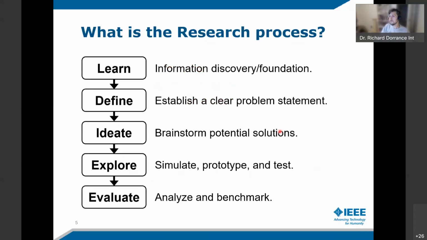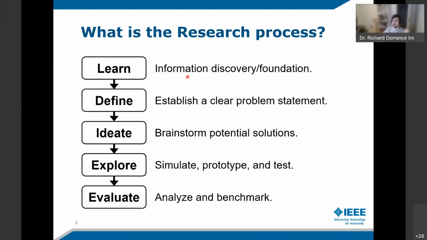Yeah. So what is the research process that we go through in there? It's really these 5 steps. You can split it up into a learning phase, a defining stage, the ideation phase, exploration, and evaluation. And we'll step through each of these to talk about specifics for each step within this process.